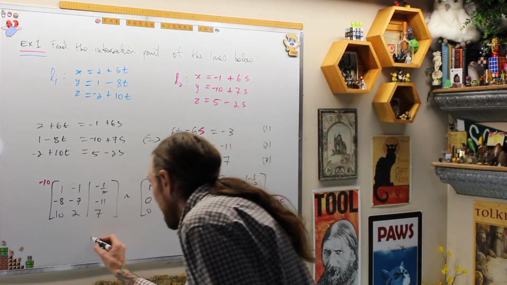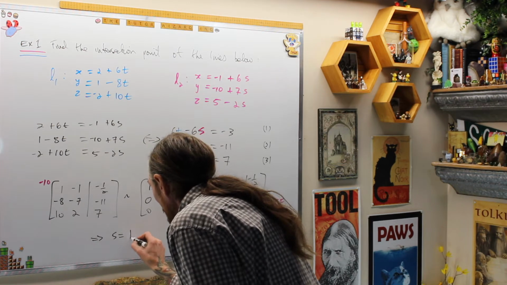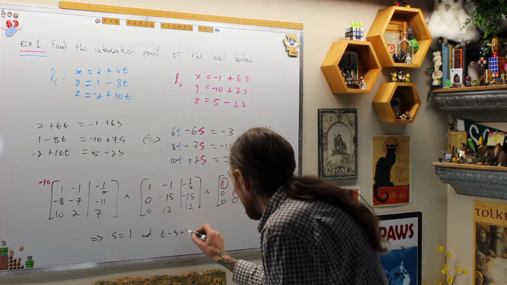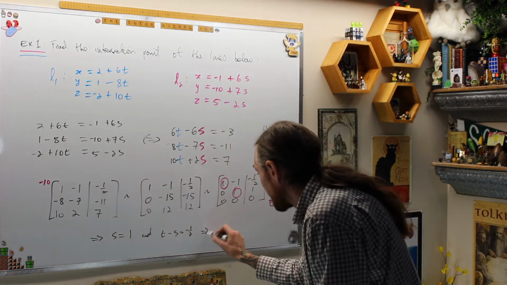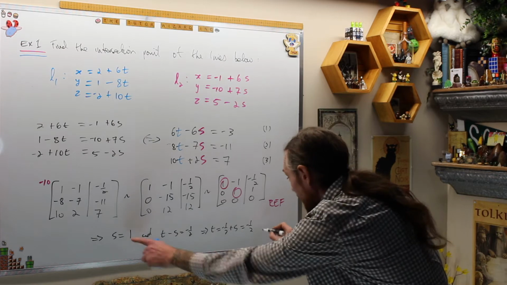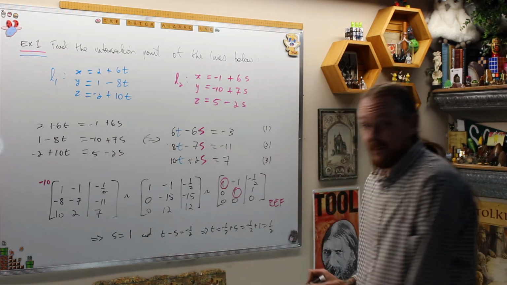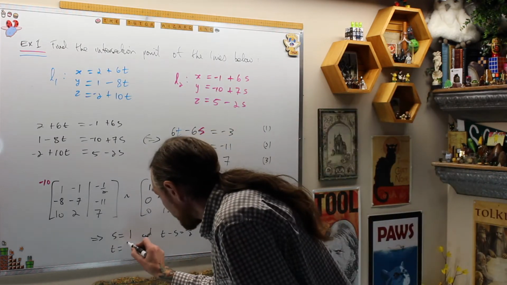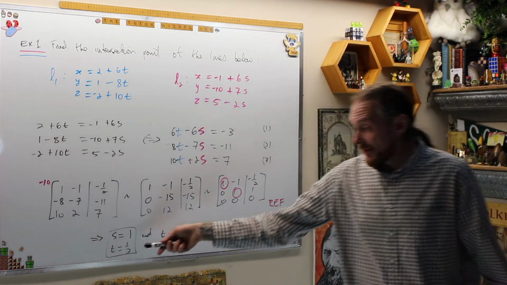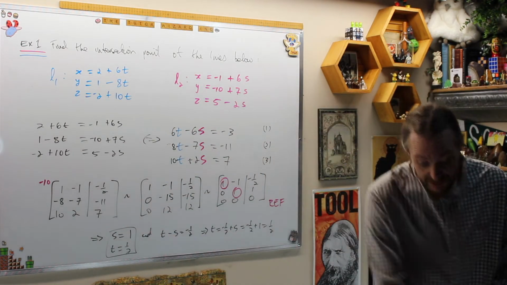Now I say, what does that say? That says S is equal to 1 and T minus S is equal to negative 1/2. So that says T is equal to negative 1/2 plus S, which is negative 1/2 plus 1, which is 1/2. So T is 1/2. This is the unique solution, but that's not the intersection point. I can use these to find the intersection point. What is that going to be?